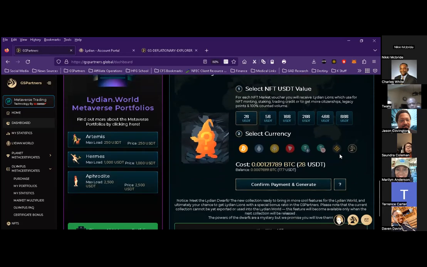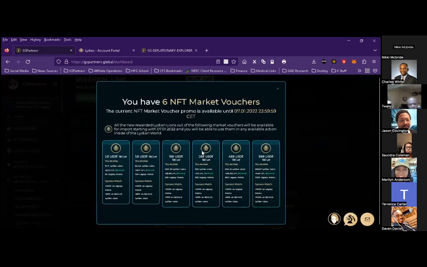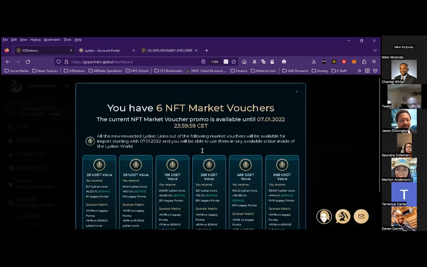Here's the other thing that comes along with these NFTs, though, that is really important. If you click on this little question mark, you can't really see it on the screen. In fact, let me just go ahead and see if I can increase the size. Oh, not that much. Okay.